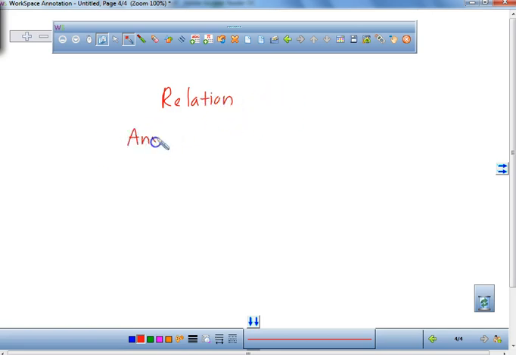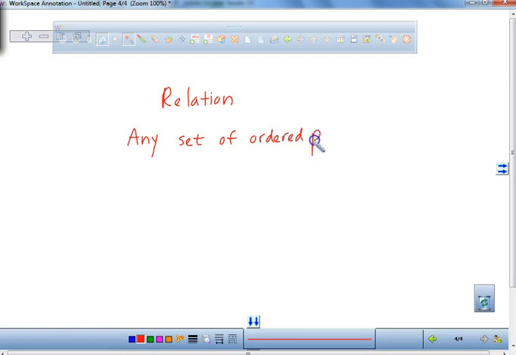Any set of ordered pairs or an equation. Any equation, any set of ordered pairs is a relation. Everything's a relation. Or any equation. Right? So, in a relation, it could be anything.